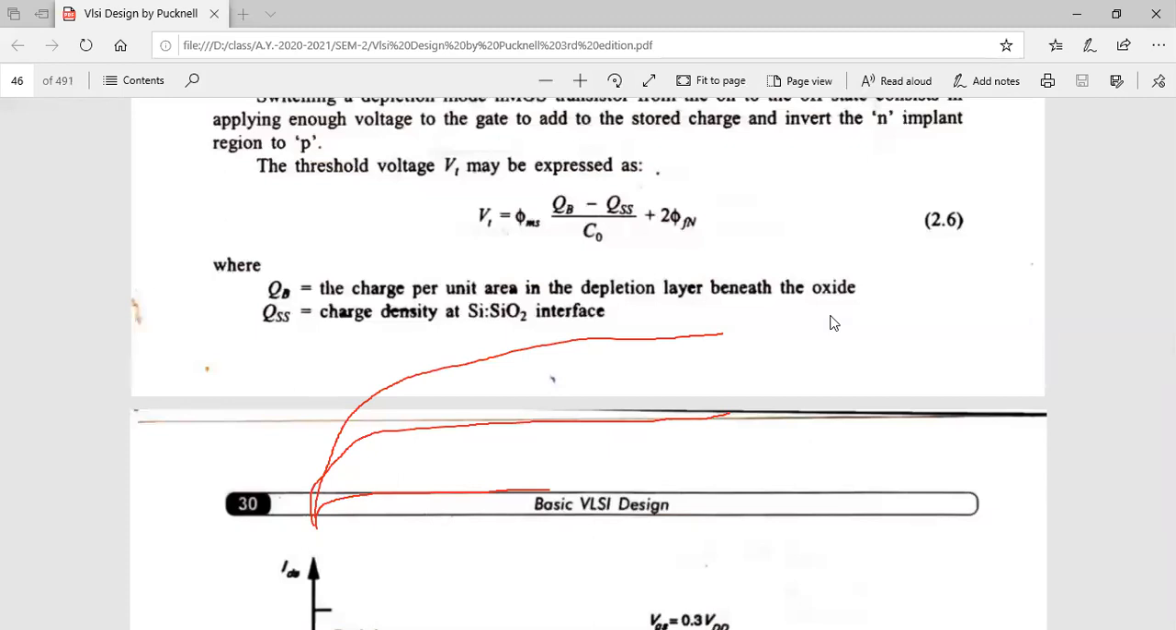QB is the charge per unit area in the depletion layer beneath the oxide. Beneath means under the oxide, that is silicon dioxide, which is under the gate material. Next, we have the QSS. This is the charge density at the silicon to silicon dioxide interface.